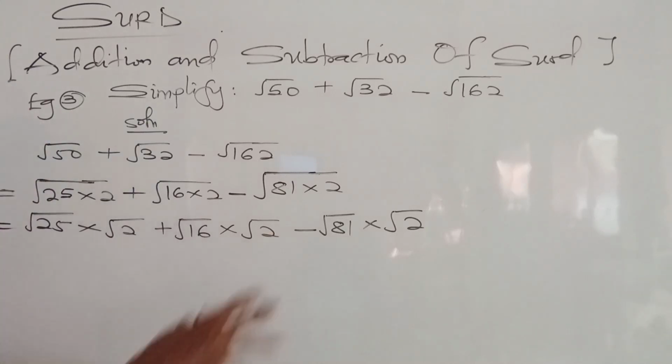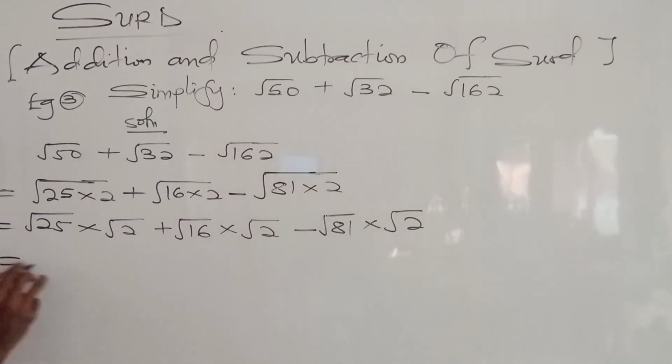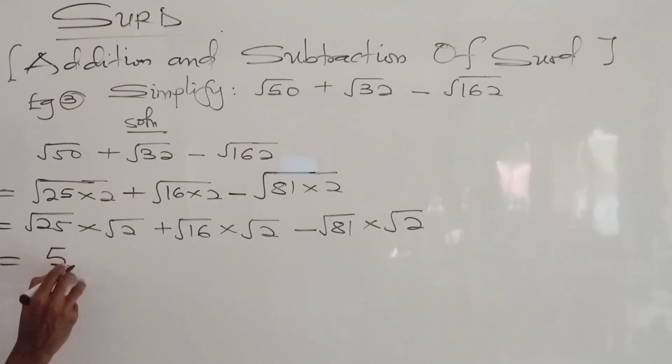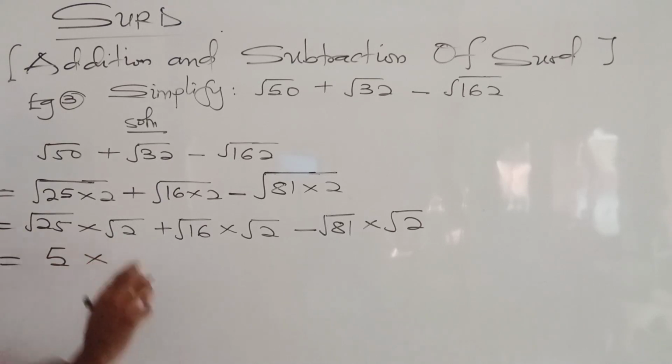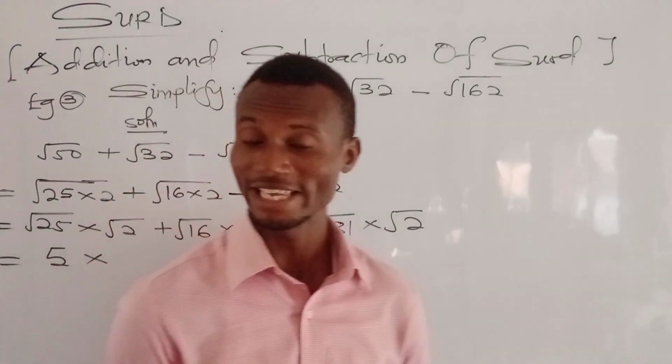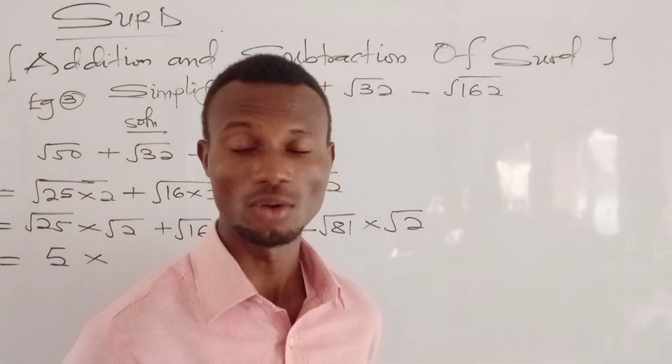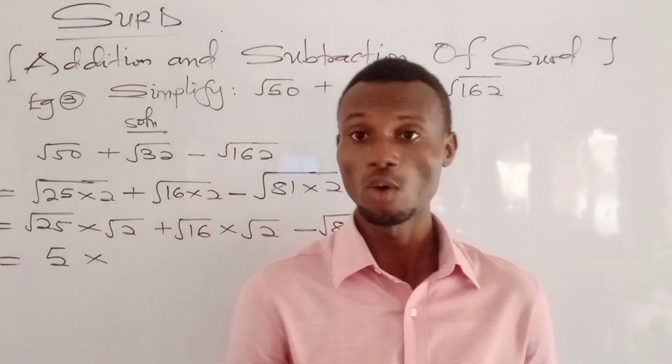Now let's simplify further. The square root of 25, you know the answer. Square root of 25 gives 5. So you write 5 there, then times. Now the square root of 2 does not give a whole number as an answer.